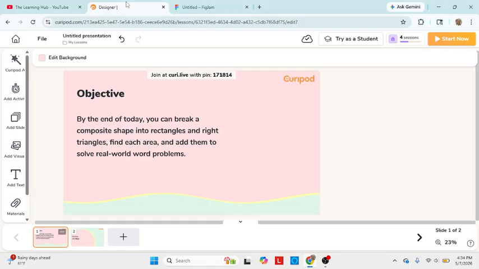So the objective of today's lesson is that by the end of today, you can break a composite shape into rectangles and right triangles, find each area, and add them to solve real-world problems.